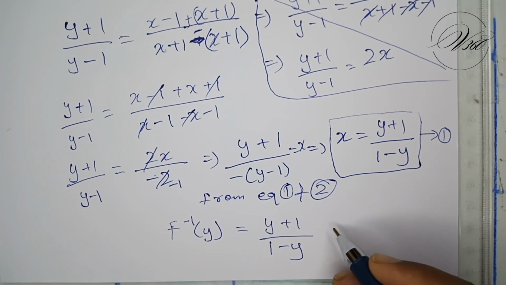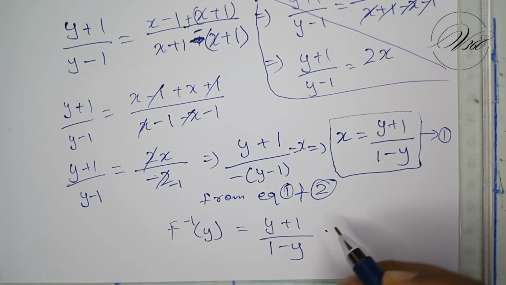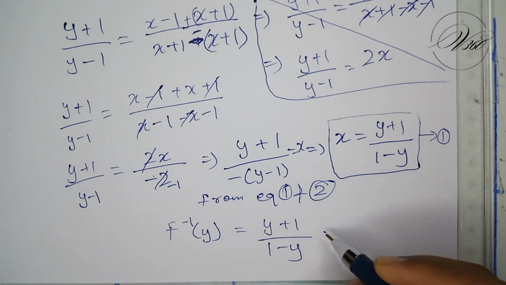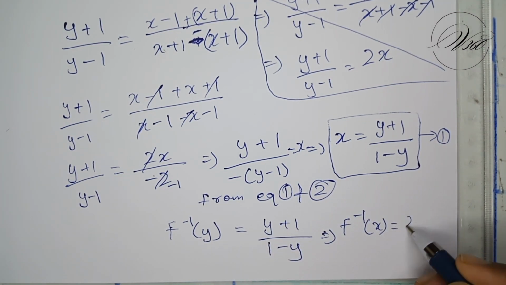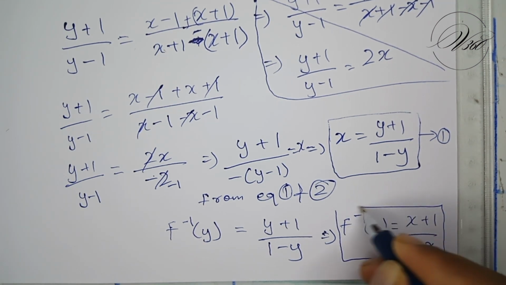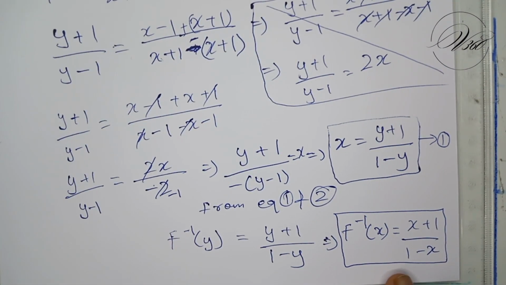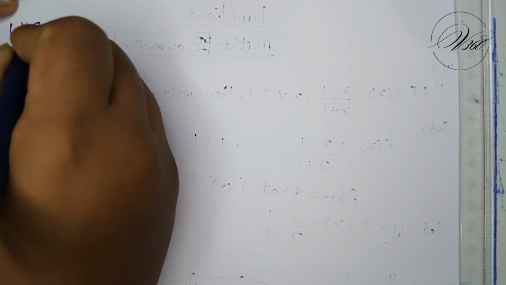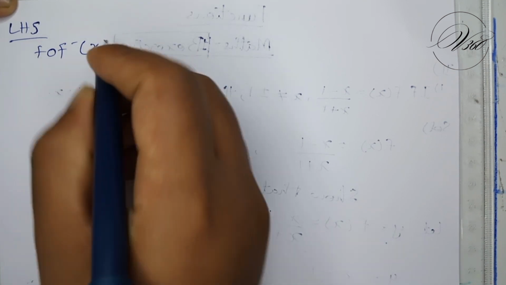Okay, now I want f inverse, right? To find f inverse I will replace y here and write it as x. So I will get f inverse of x, that is x plus 1 by 1 minus x. This is f inverse. Now I am going to continue the problem to verify f of f inverse of x. Now here I will take LHS, that is f of f inverse of x.